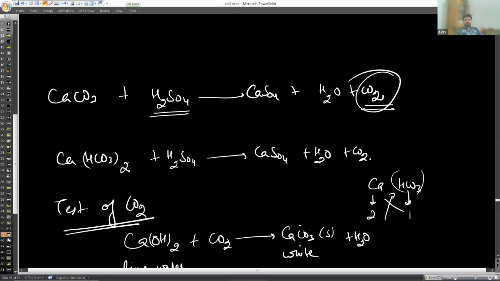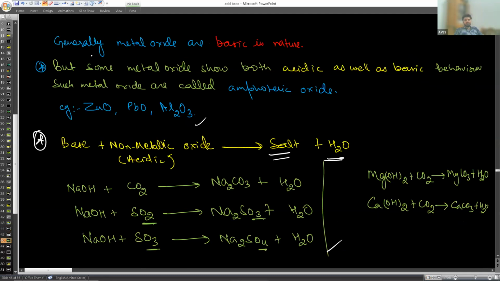Okay, note this last statement also. What are amphoteric oxides? Generally, metal oxides are basic in nature, but some metal oxides show both acidic as well as basic behavior. Such metal oxides are called amphoteric, A-M-P-H-O-T-E-R-I-C. And write the examples here.